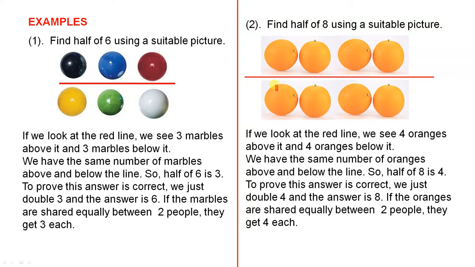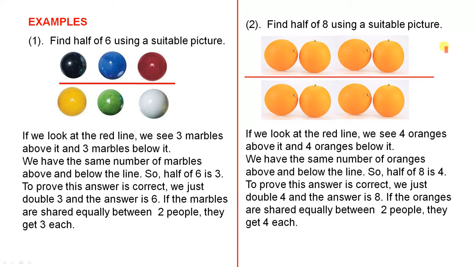Some more examples. Find half of 6 using a suitable picture. If we look at the red line, we see 3 marbles above it and 3 marbles below it. We have the same number of marbles above and below the line. So half of 6 is 3. To prove this answer is correct, we just double 3 and the answer is 6. If the marbles are shared equally between 2 people, they get 3 each.